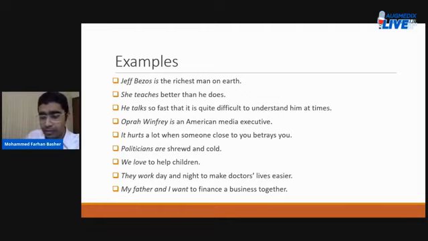If we had a singular subject, say for example, he, then we would not say want, we would say he wants. He wants to finance a business. But now that we have two people, so a plural subject, therefore a plural verb. My father and I want to finance a business together.